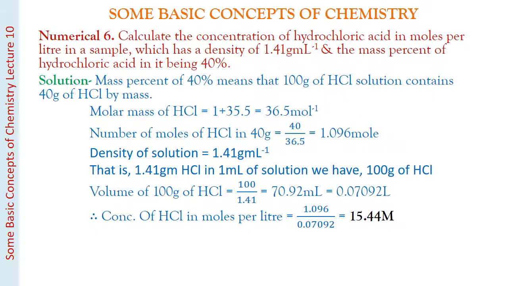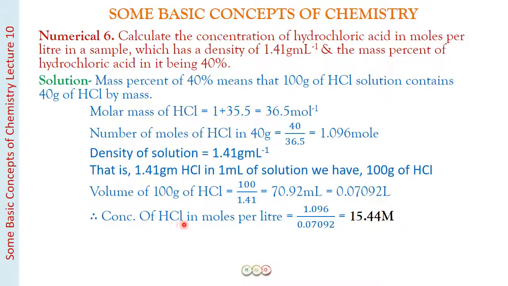Now you are given the density to be 1.41 gram per ml. So what does this mean? That 1.41 gram of HCl solution is present in 1 ml of the solution, and we have how much? We have 100 grams of the HCl solution, right? So volume of this 100 gram of HCl solution would be 100 divided by 1.41. This comes up to 70.92 ml, or you can convert it into liters by multiplying by 10 power minus 3.